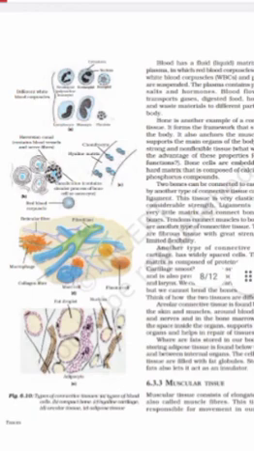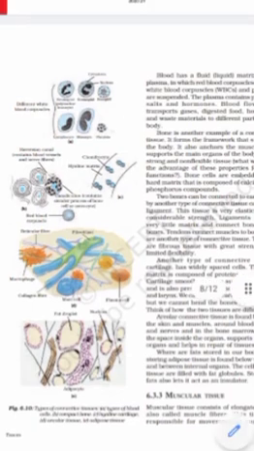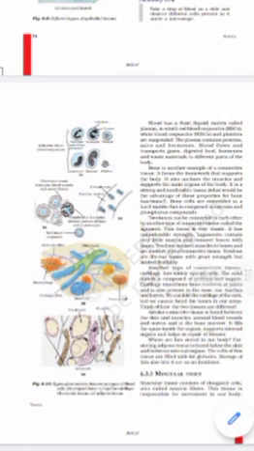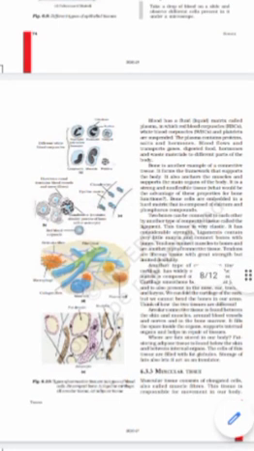Bone is a framework of the body which supports the body. It also anchors the muscles, so it should be a strong and non-flexible tissue. Bone cells are embedded in a hard matrix that is made up of calcium and phosphorus.